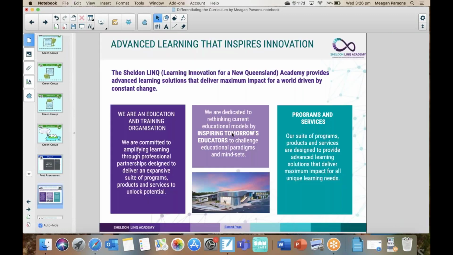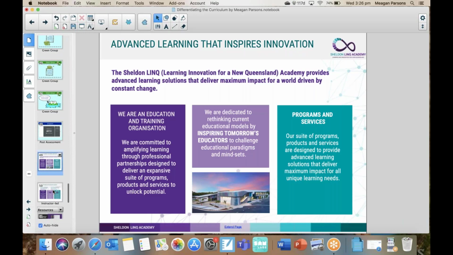So just a little bit of information about where I am from. I actually work for the Sheldon LINQ Academy. We're a brand new part of the Sheldon College where we are offering training for people on all different kinds of levels. So we are committed to providing training for students, for adults, and for the community, and inspiring people with their education and how they actually approach it in their classrooms.